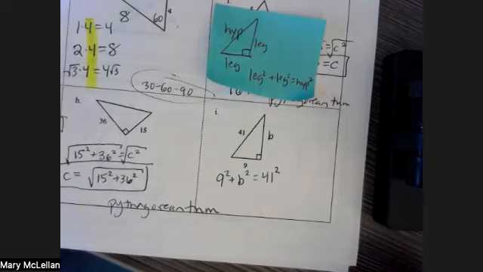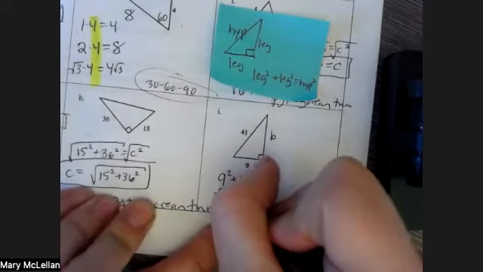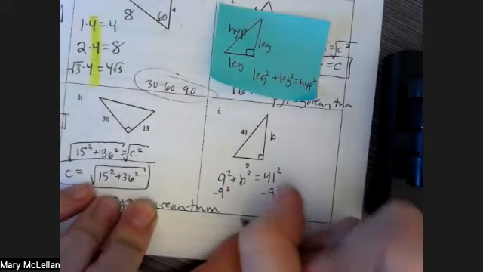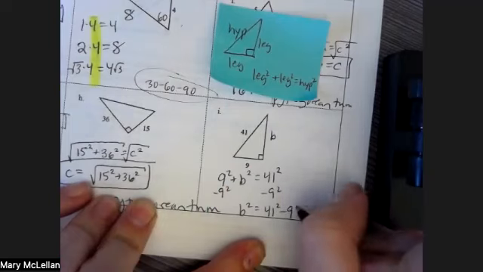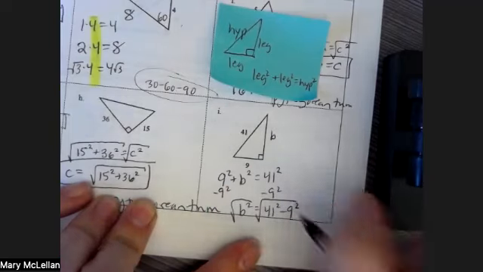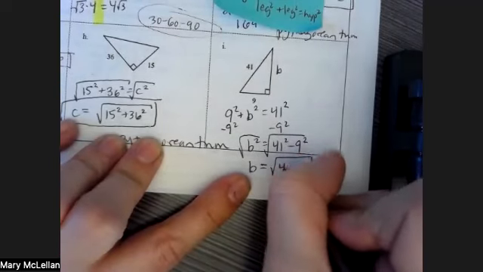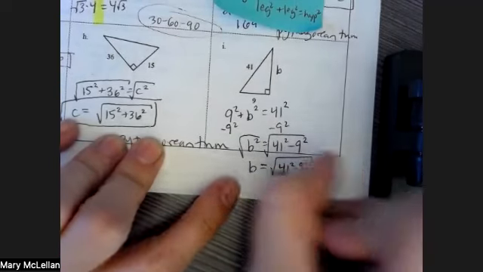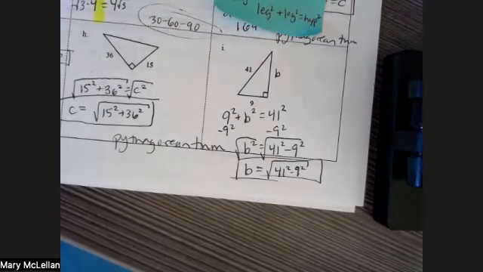Now, I do not know what 41 squared is. I could figure it out, but that's not the point of the lesson. I'm going to subtract 9 squared from both sides. And I have b squared equals 41 squared minus 9 squared. I take the square root of both sides, and I get b equals the square root of 41 squared minus 9 squared. And that is the best I can do without a calculator, personally, reasonably.